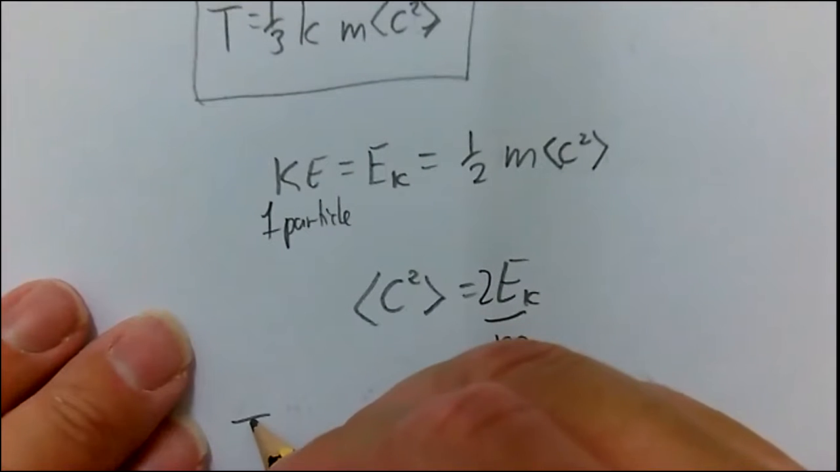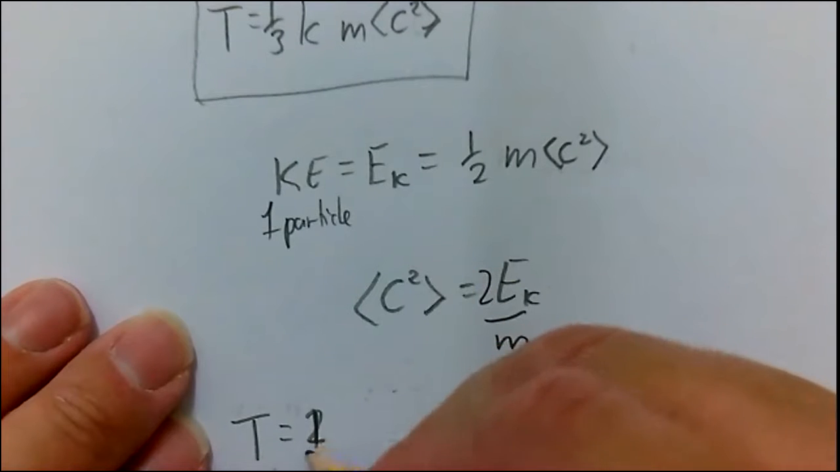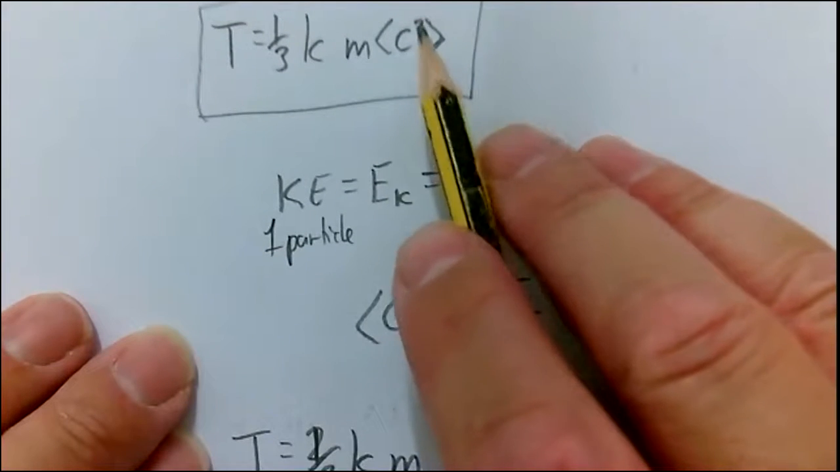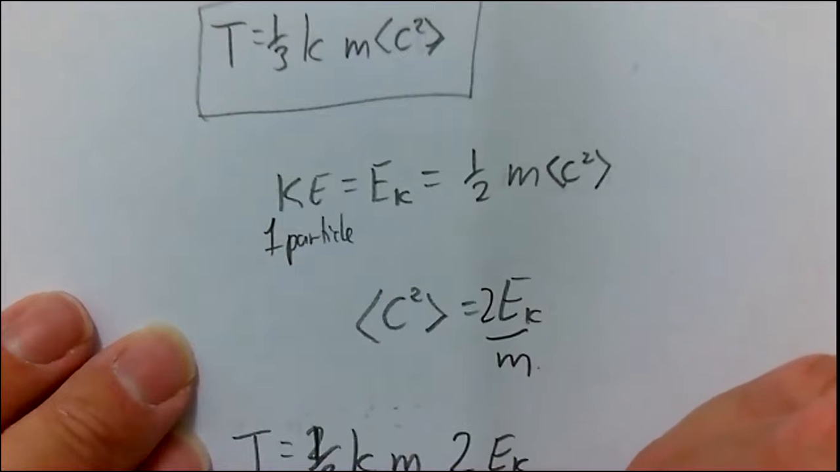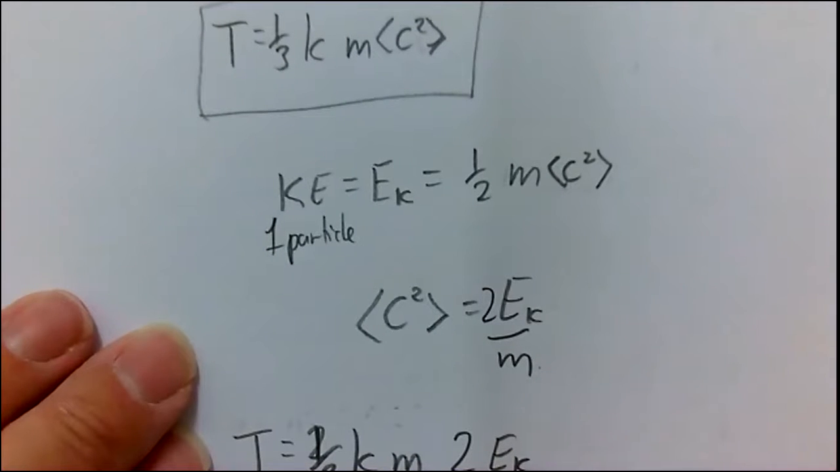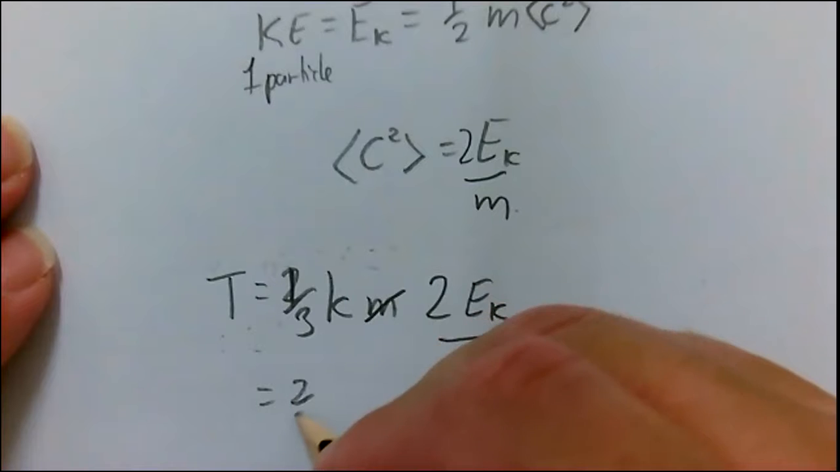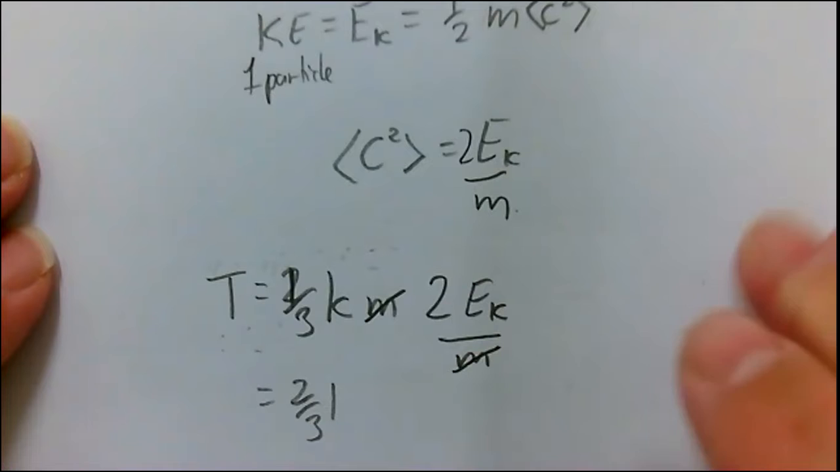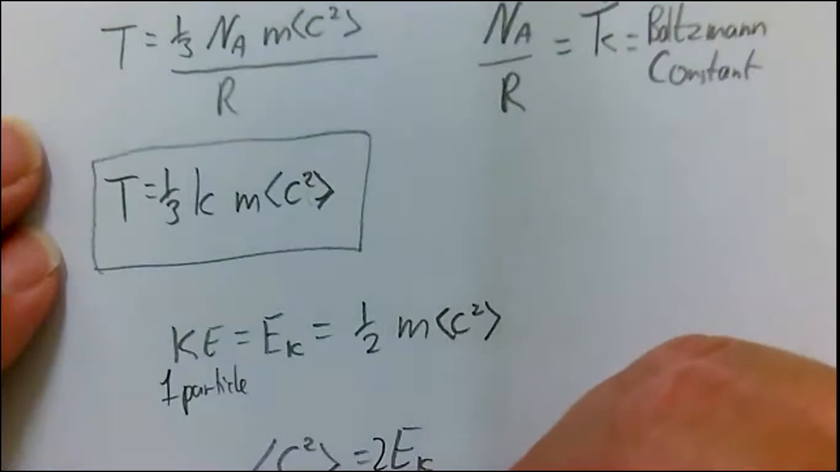So the temperature of a gas is a third times the mass of each particle over the Boltzmann constant. Then we substitute in our formula for c squared. So that's going to be 2 times the kinetic energy over the mass. Oops, I've gone off the bottom of the page. Okay, so the m's cancel. We can tidy this up a little bit. 2/3. We've got this right? No, that's 1 over the Boltzmann constant. I'll explain why in a bit, okay?